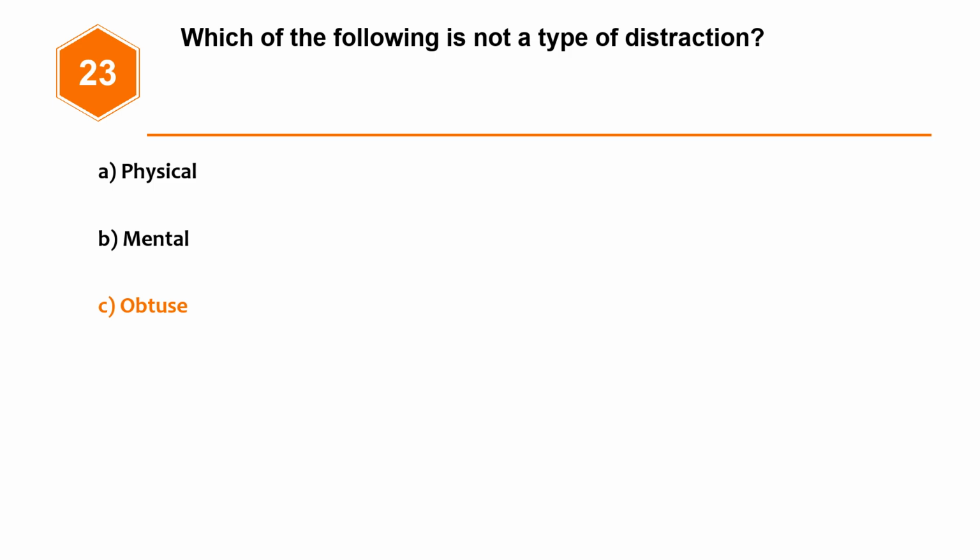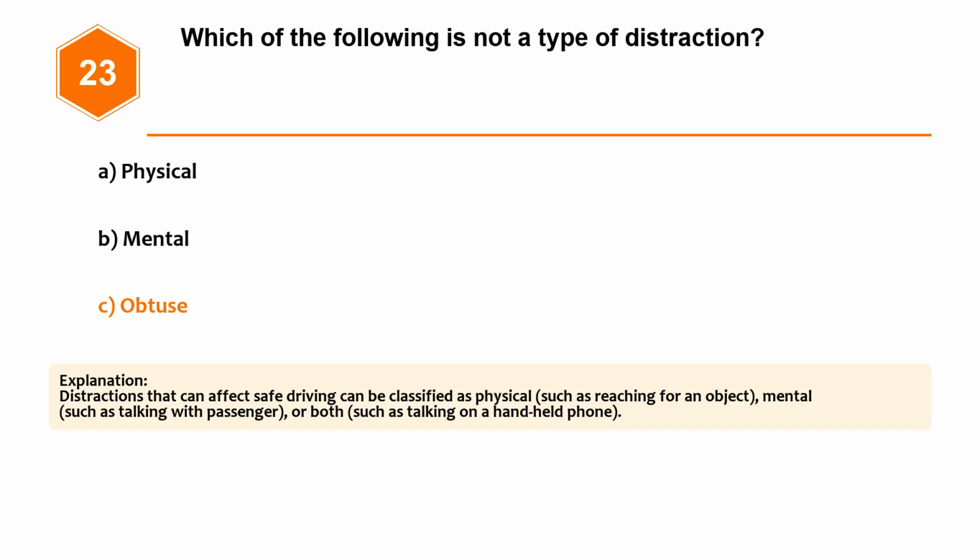The correct answer is option C. Obtuse. Explanation. Distractions that can affect safe driving can be classified as physical, such as reaching for an object, mental, such as talking with a passenger, or both, such as talking on a handheld phone.